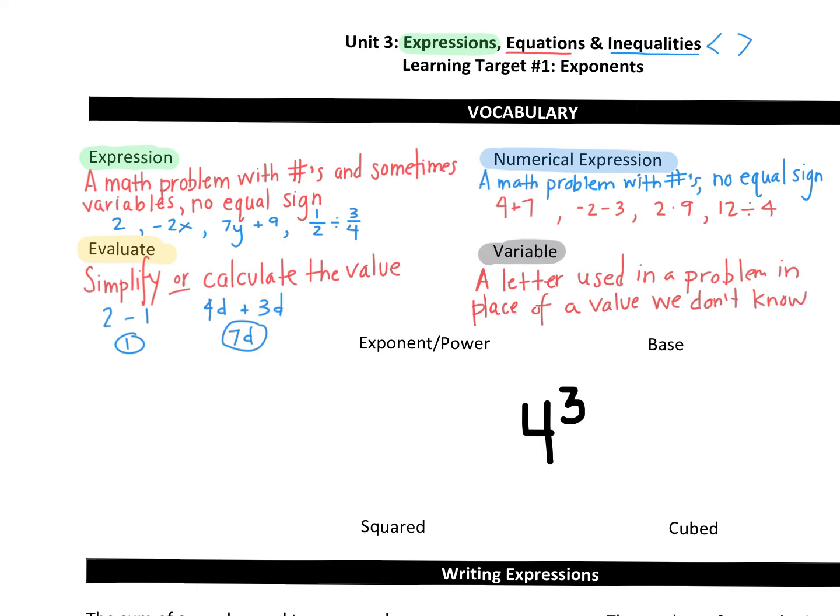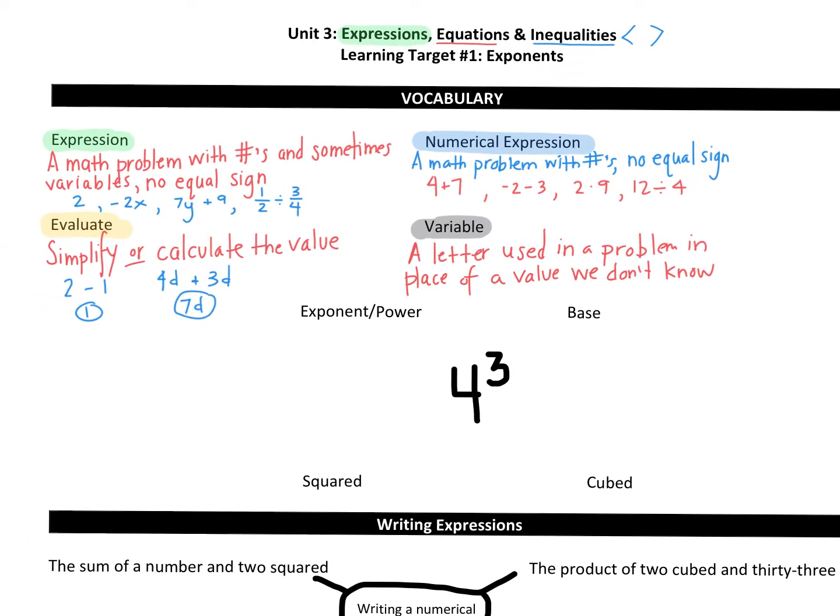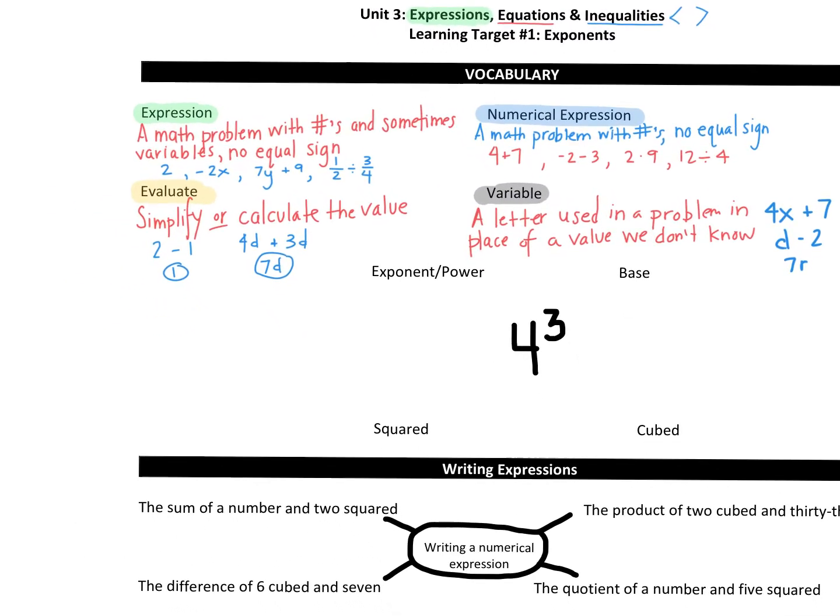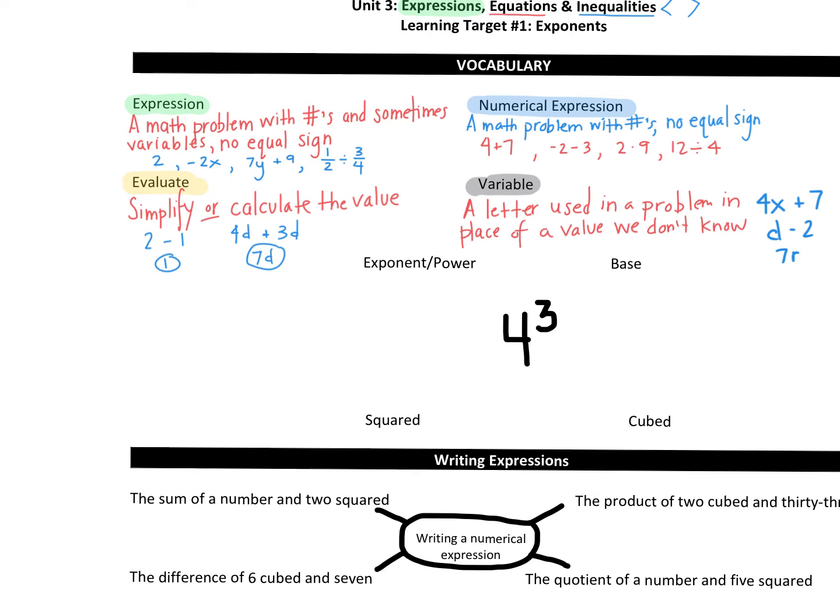Right? Let me show you one. For instance, I'll put it over here. 4x plus 7. Or maybe d minus 2. Or maybe 7r. Write all of those examples down. These are just letters that are used in a problem when we don't know what the value of the number is yet. Okay? All right, so those are just some basic vocabulary words we need to know. Make sure you have all of that written down. Now let's talk about what we actually came here to focus on, and that's exponents.